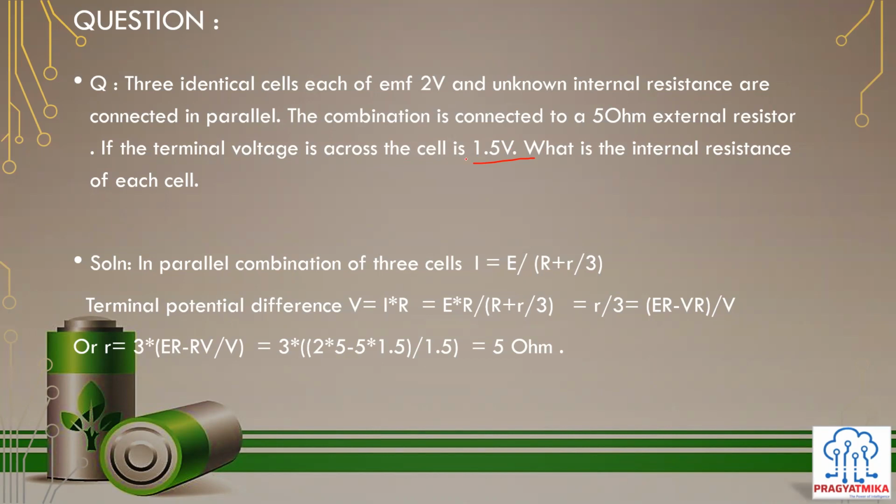So it is a parallel connection. So I is equal to E by (R plus r by 3). The potential difference V would be I into R. So here I is E by (R plus r by 3), multiplied by R. So V is E into R divided by (R plus r by 3). After solving this, r by 3 is equal to ER minus VR upon V. And r will be 3 into (ER minus VR) upon V.